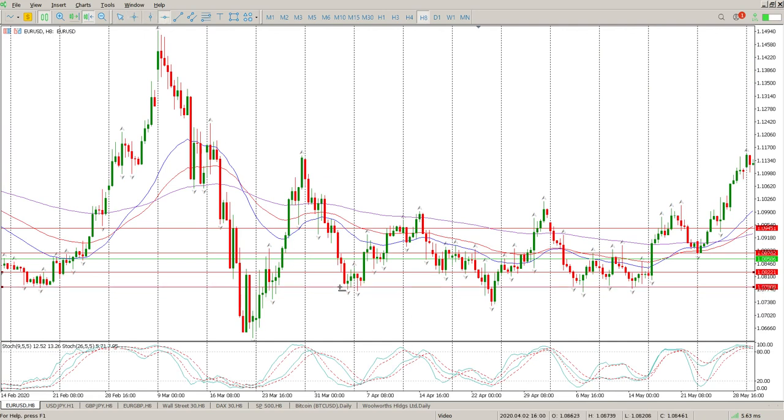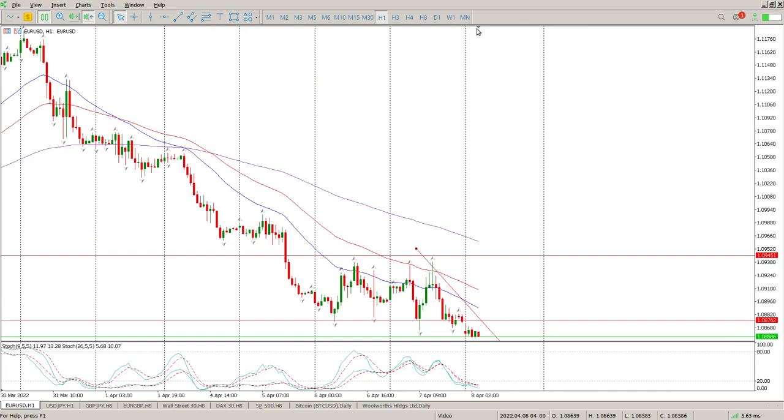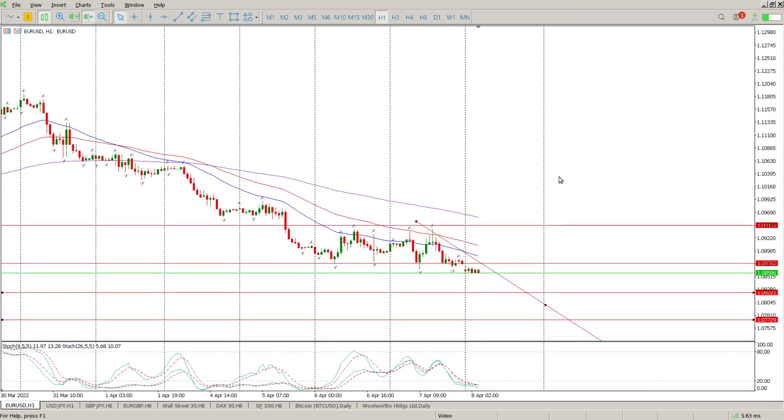So let's just get them in. That'll give us our short-term targets at the moment. It's going to be very messy and choppy. I think that's pretty much going to be the moral of this story. If we get down to the hour, obviously we have a break of some structure. We have a gap at the moment.